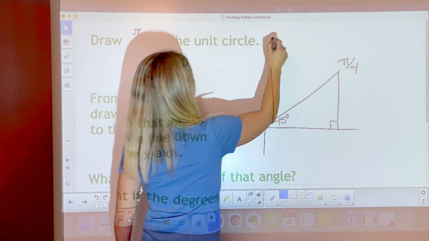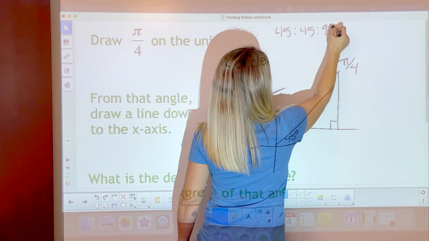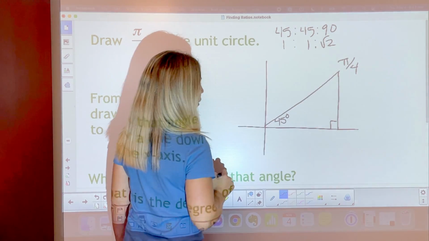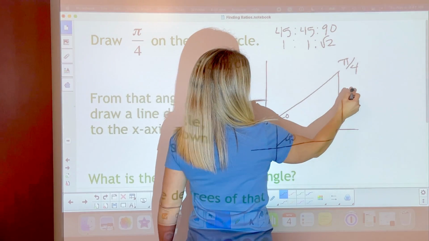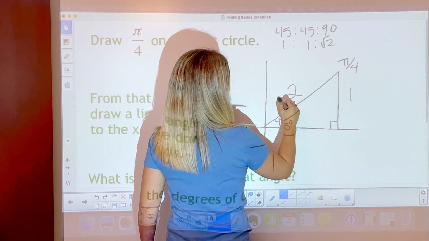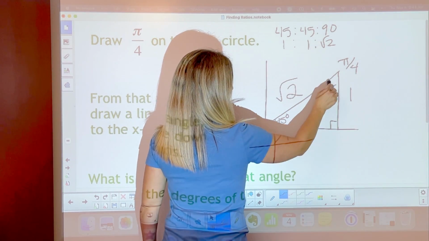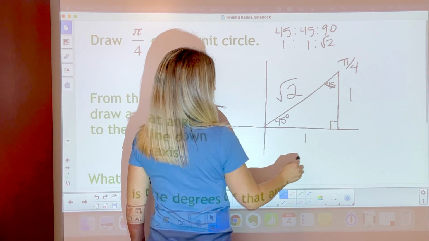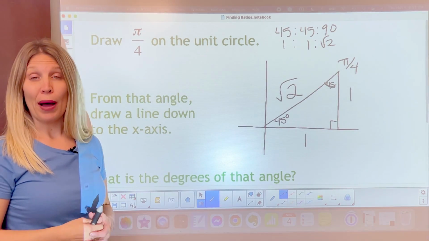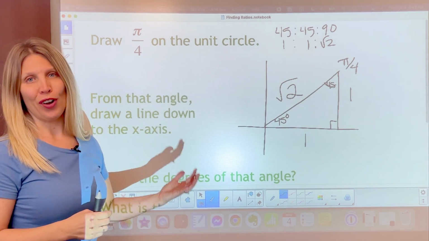Now, we're going to use that 45, 45, 90, and that ratio is 1, 1, square root of 2. So across from the 45 degrees goes 1. Across from the 90 goes square root of 2. And across this other guy up here would be 45 as well. Then his side is going to be 1. So that's how you label a pi over 4, 45 degrees with the correct ratios.